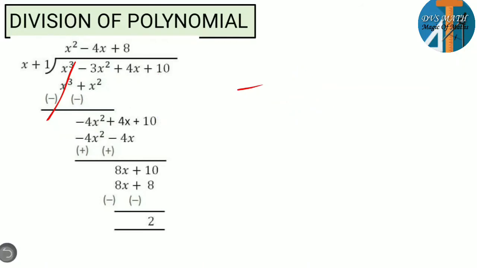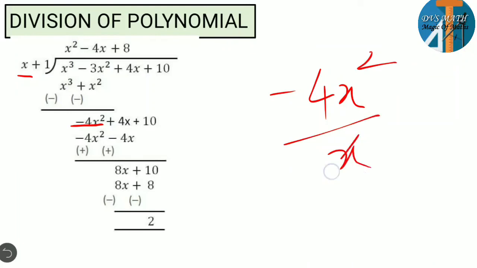Again, what is our next step? Observing the first term, it is minus 4x square by x. Cancel it, 1x cancels. So that means you have to multiply by minus 4x. So minus 4x into x, minus 4x square. Again minus 4x into plus 1, it is minus 4x, and plus 10 as it is.